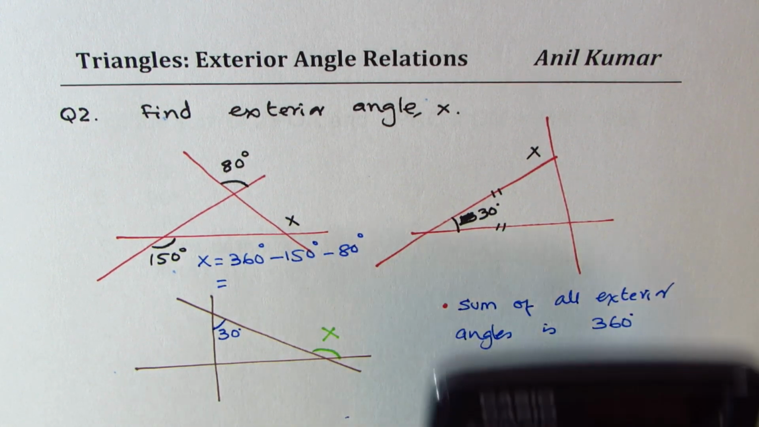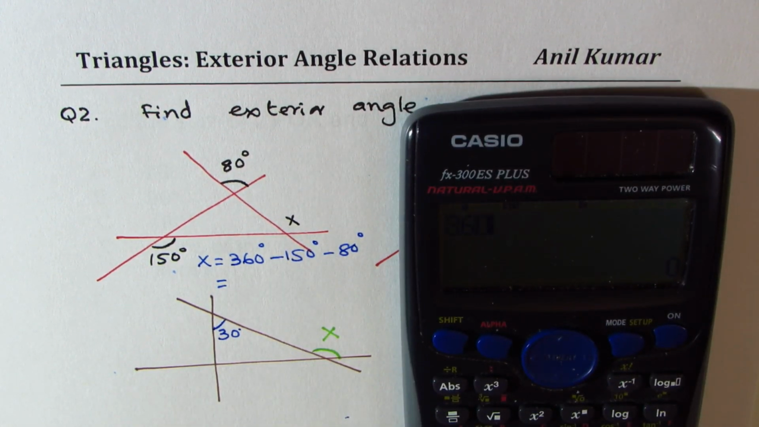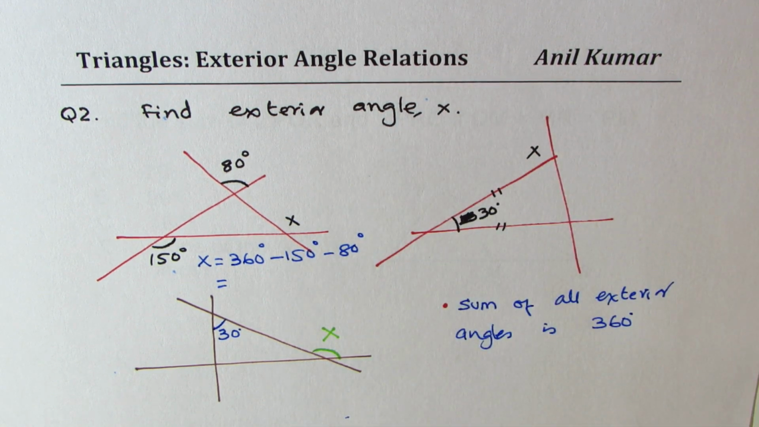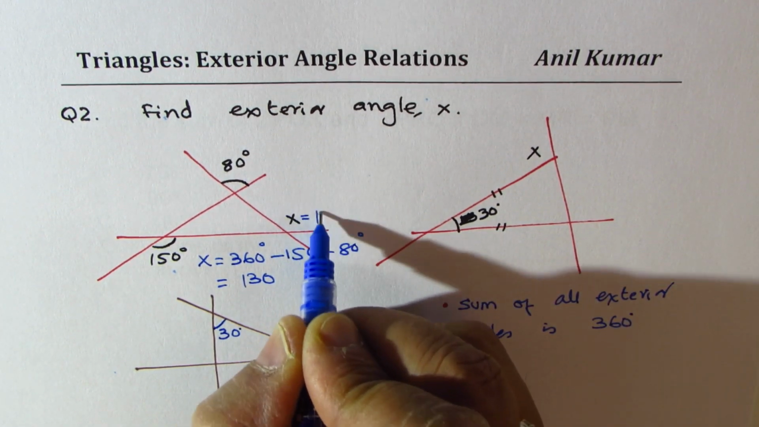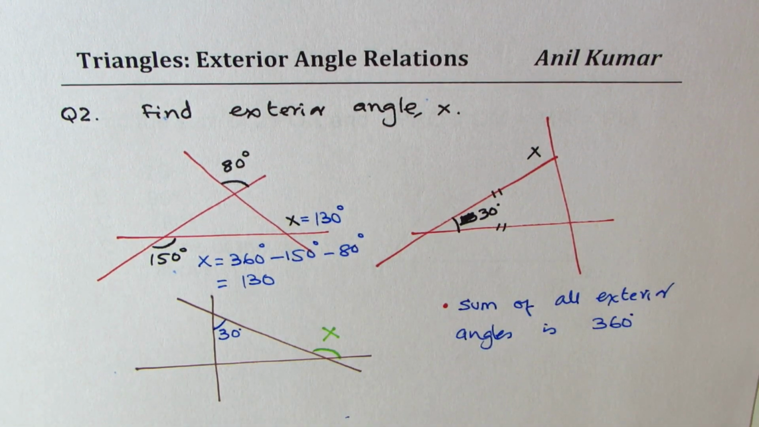So let's calculate this. We have 360 minus 150 minus 80. That gives us 130 degrees. So the answer is 130 degrees. So this value of X is 130 degrees, correct?